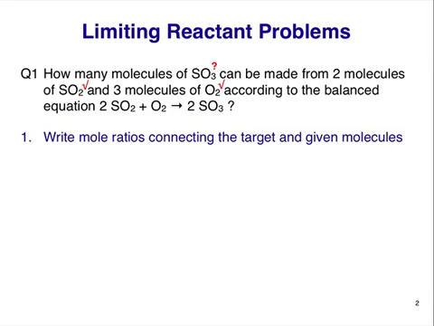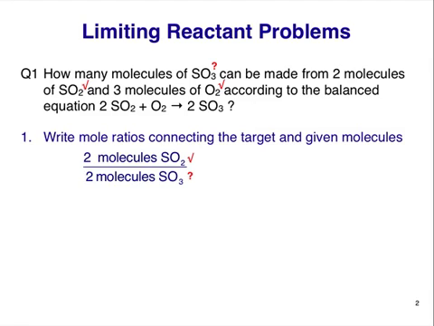Our first step is to write down mole ratios, one for each of the given substances. Each mole ratio will contain one given substance and the unknown. The first one looks like this. SO2 is a substance about which we know amounts, so it's a given, and SO3 is the target of our calculations, the unknown amount.